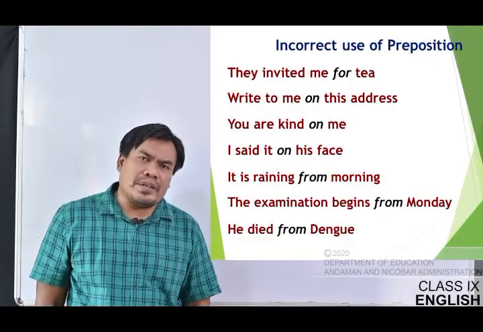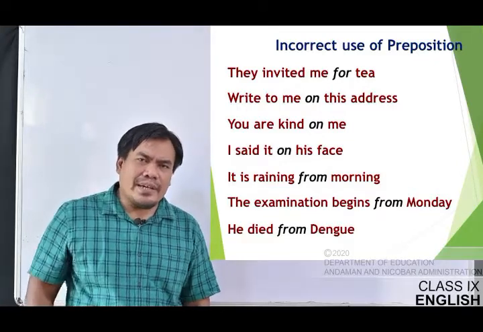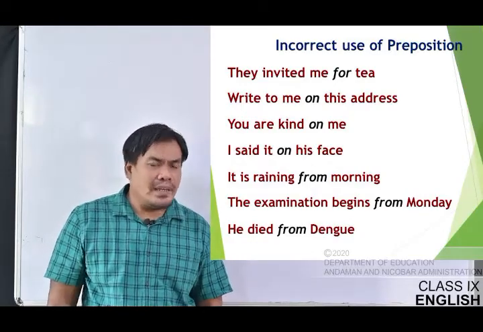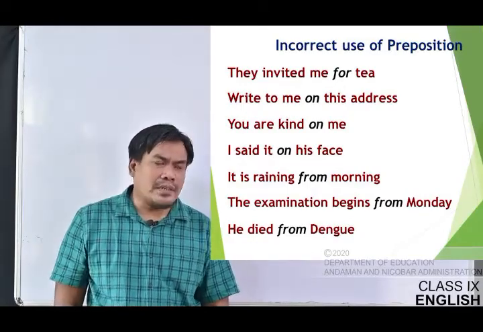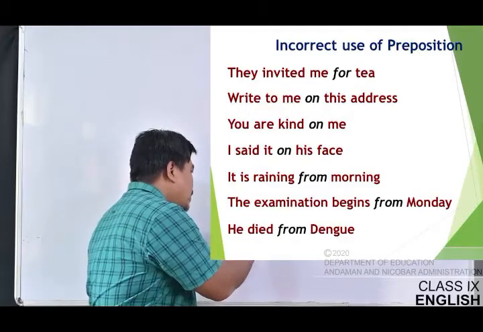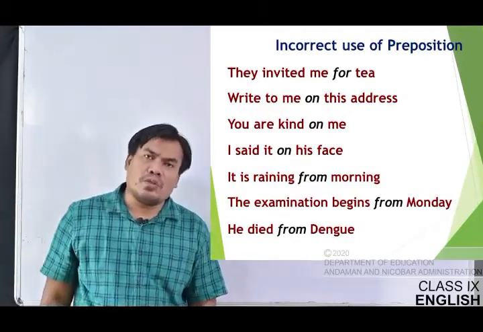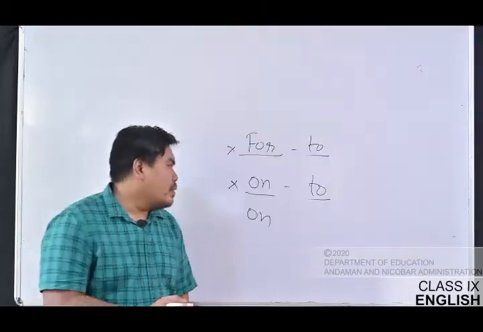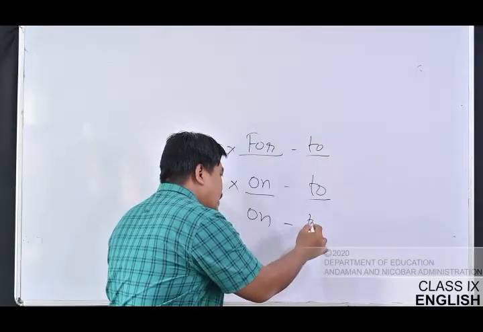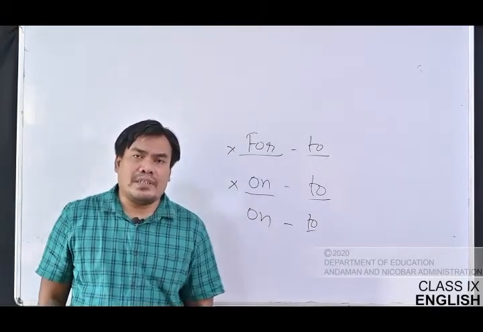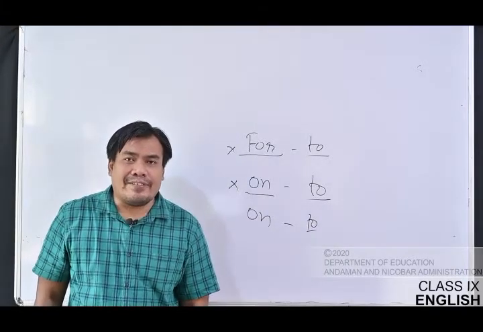You are kind on me. Now you are getting the point. What is incorrect there? It's on, obviously. The same preposition which we were talking about here. On. So what would be the correct one? The correct one is the same as this one: You're kind to me. Exactly, we say that, right?